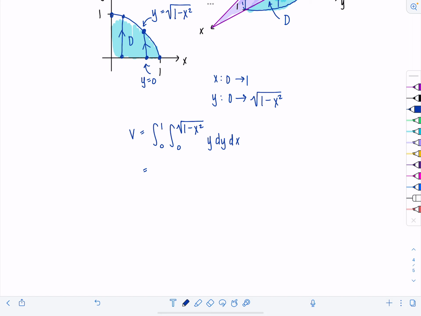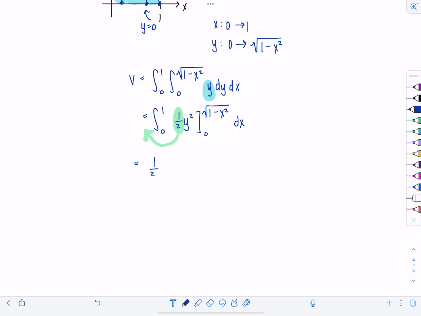Okay, antiderivative of y with respect to y, this is going to become 1/2 y squared. And then I'm going to evaluate it from 0 to rad 1 minus x squared, and then dx. Just as a note, something I always tell my students, move your constants outside the integral so you can just get them out of the way, focus on the variables, not get overwhelmed. Okay, so right away, I want you to get in that habit. 1/2 integral 0 to 1. And then now these limits, I'm substituting them in for y. So rad 1 minus x squared, plug it in for y, you square it.